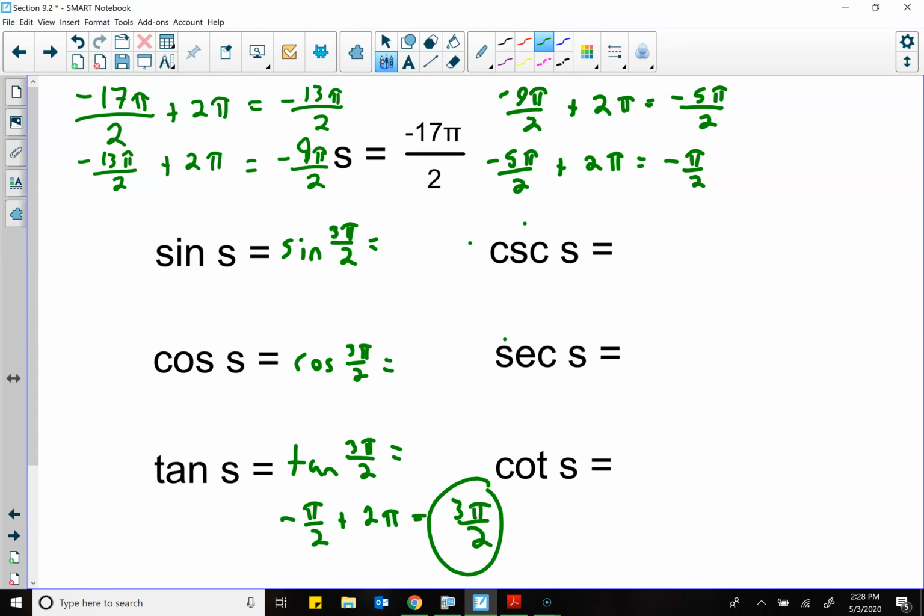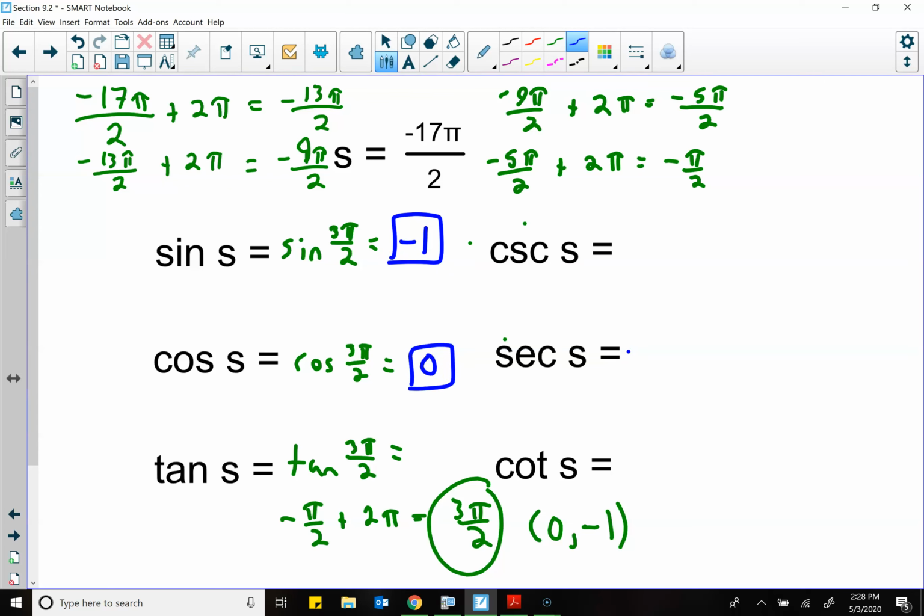So 3 pi over 2, the point for this guy is 0, comma, negative 1. And now you can start filling in all your answers. So sine is all about the y value, which is negative 1. Cosine is all about the x value, which is 0. Tangent is the y over the x, so that's negative 1 over 0, which for us is undefined.